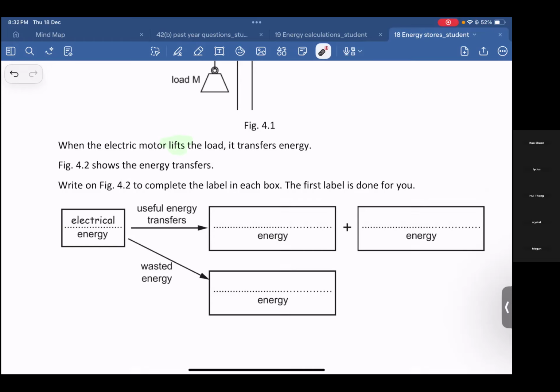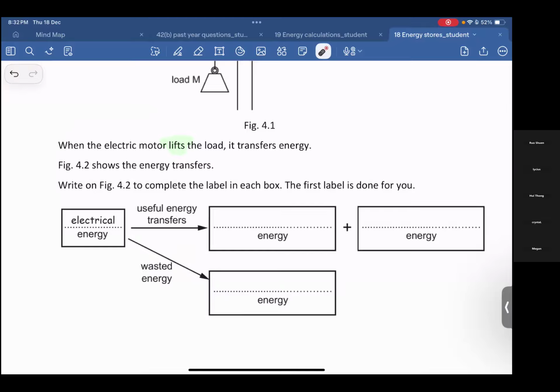Zihua got the answer correct. Wait, the second one is wrong, Zihua. The first one is correct. How about the others? Any others? Y10, tell me your answer, Megan. Crystal, one is correct. Another one? Correct. One more useful energy.